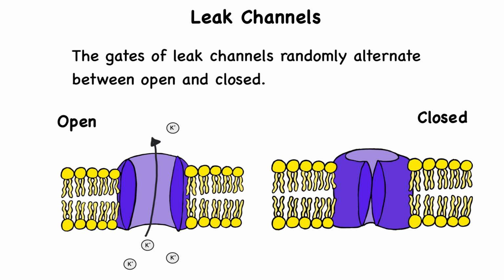Let's first talk about leak channels. The gates of leak channels randomly alternate between open and closed positions. They are ion-specific. Neurons have many more potassium leak channels than sodium ones, and potassium channels are leakier, making the membrane more permeable to potassium than sodium.